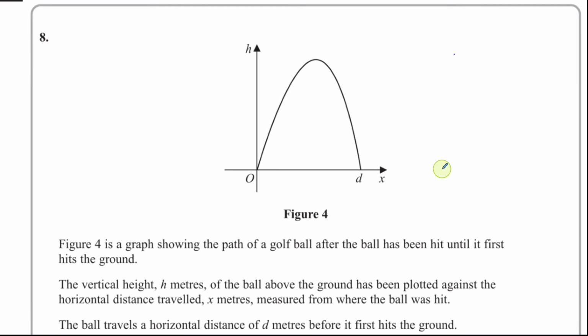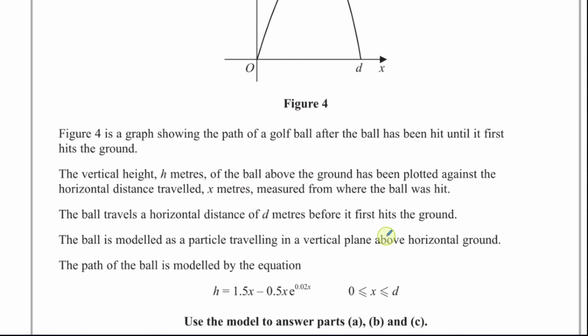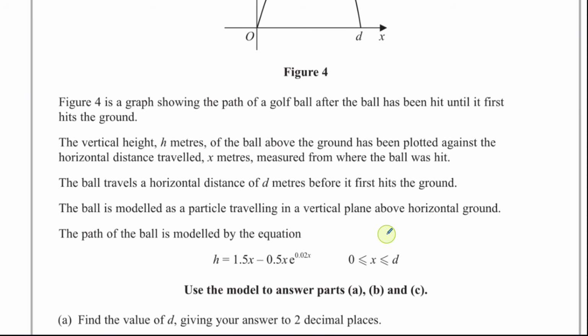The ball travels a horizontal distance of d meters before it first hits the ground. So it's on the ground, it's hit, then it hits the ground again, right? The ball is modeled as a particle traveling in a vertical plane above horizontal ground, and the path of the ball is modeled by this equation: h equals 1.5x minus 0.5x times e to the power of 0.02x, and the domain of this function is x between 0 and d. So we're only considering this from when it's hit to when it hits the ground a second time. Use the model to answer parts A, B, and C.